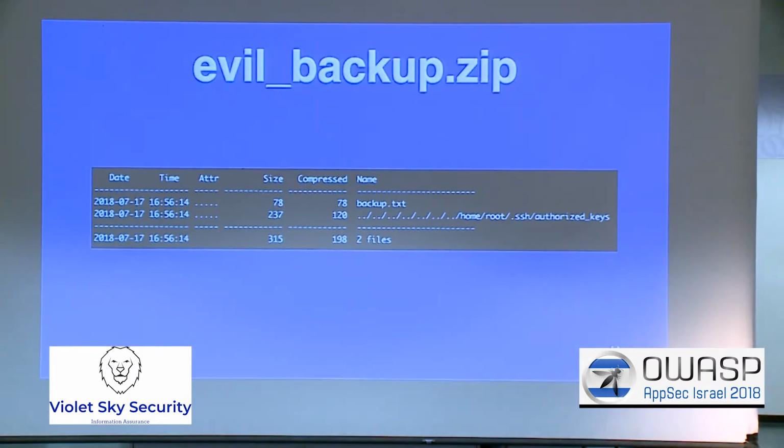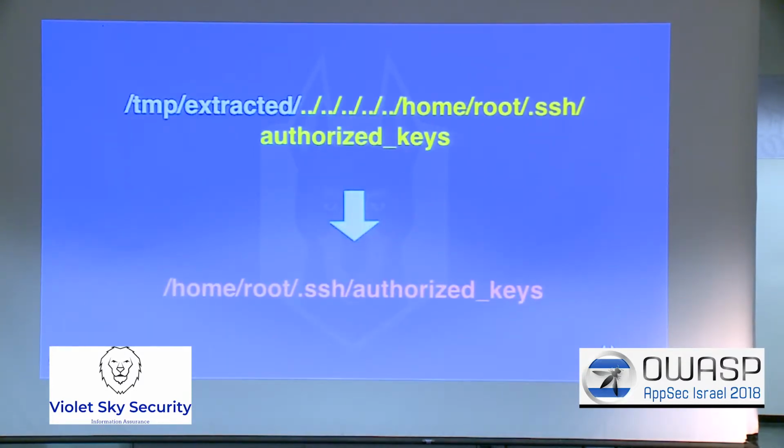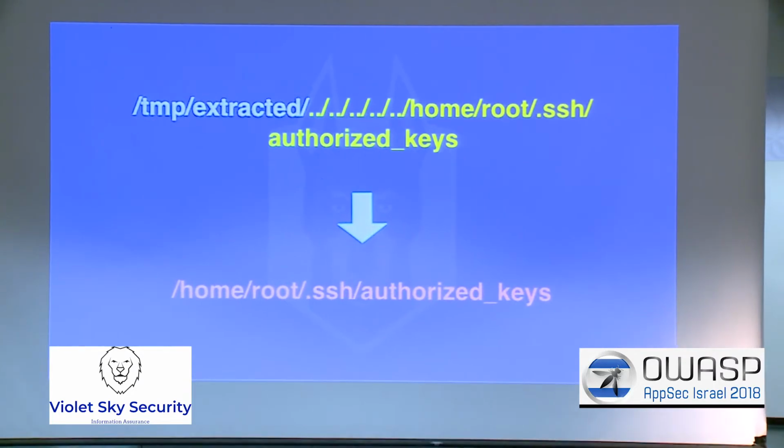But what if we take a different file? We construct a different file and add another entry to it. In this case, we can see that the original backup file exists. So the backup.txt file will get extracted as expected. But when we get to the second entry, we basically will concatenate the destination folder with the path. And that will result in a different path. So we can see here that it's a completely different path that actually ends up outside of the destination folder.